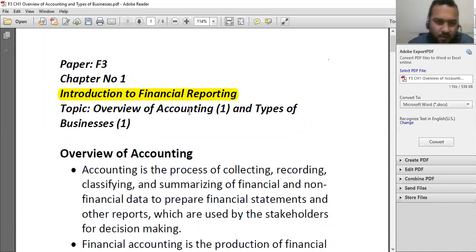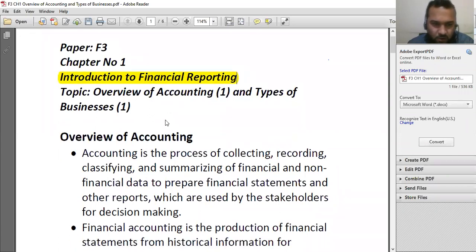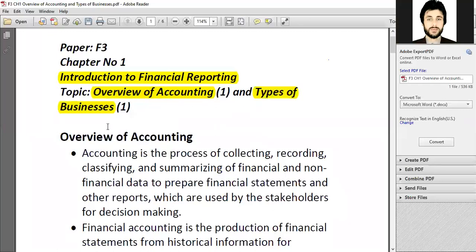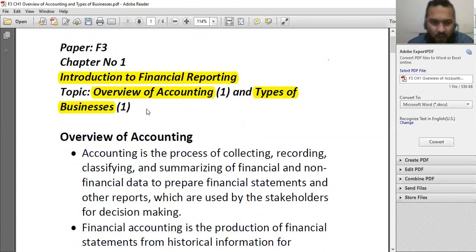So we are talking about chapter 1, that is Introduction to Financial Reporting, and the topic we are going to cover today will be the overview of accounting and types of businesses. Now if you look in a bracket, I have mentioned 1 and 1. What is meant by this? Can someone explain?